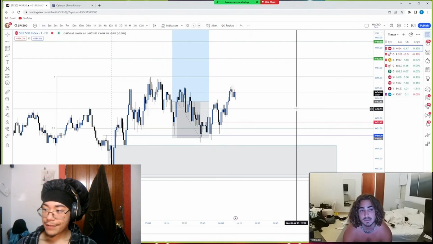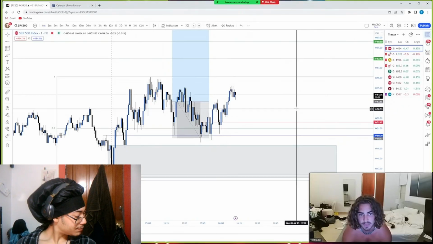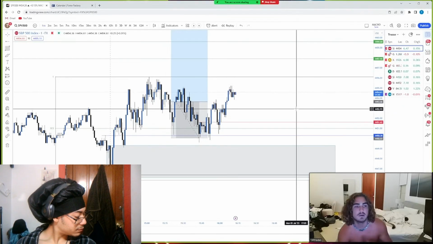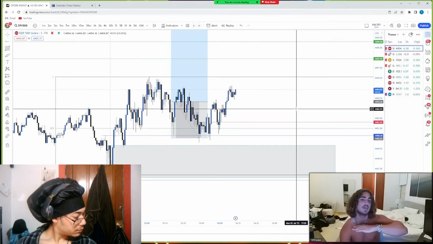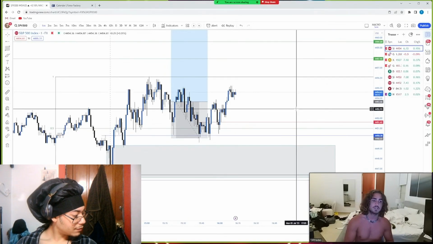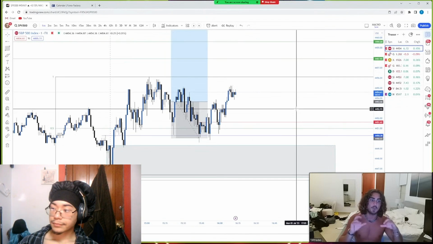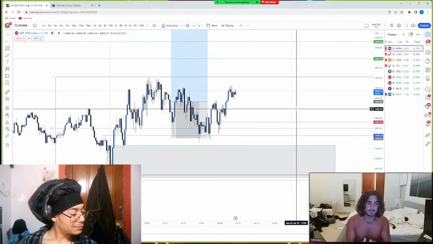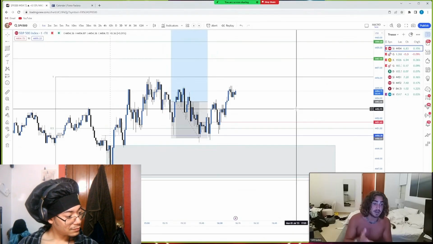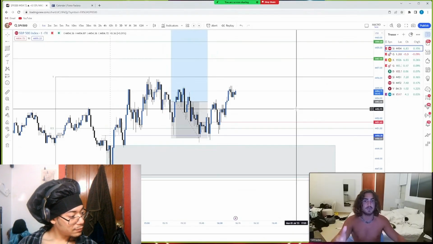So your stop loss is purely based off of your risk tolerance, and then also understanding where your invalidation point is. That's all it is. Your stop loss shouldn't be based purely off of points or pips. It should be based off of where price is invalidated, where your bias is invalidated at that point.